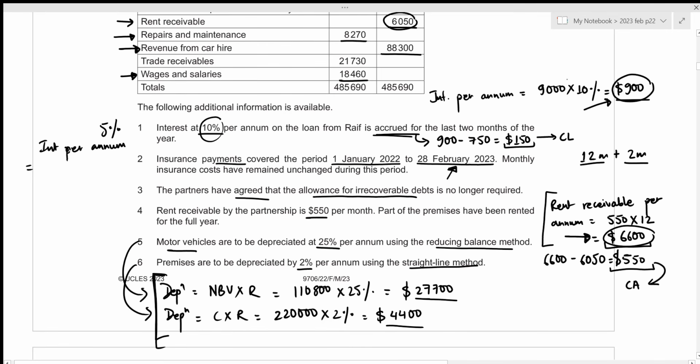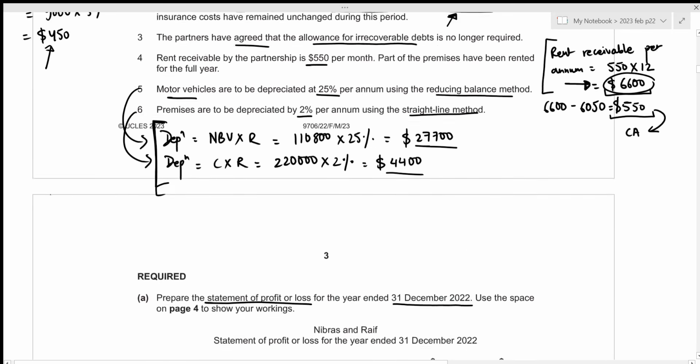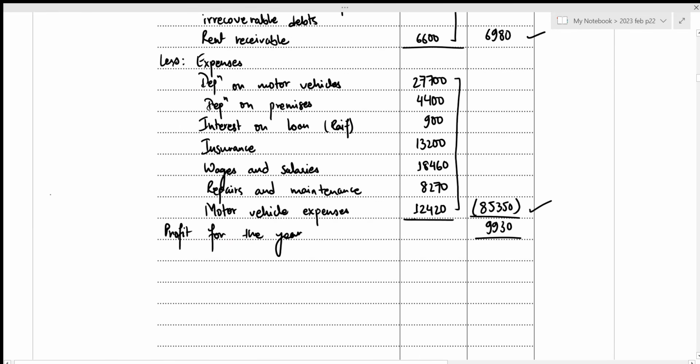But this time we'll be applying the rate of 5% instead of 10%. So we had our total loan amount to be 9,000. That's still going to remain the same. But we now multiply it by 5%, which results in our interest to be 450. So instead of applying the interest per annum of 900, we will now be applying the interest per annum of 450. This will definitely change our profit for the year as well. So let's figure out our new profit for the year.